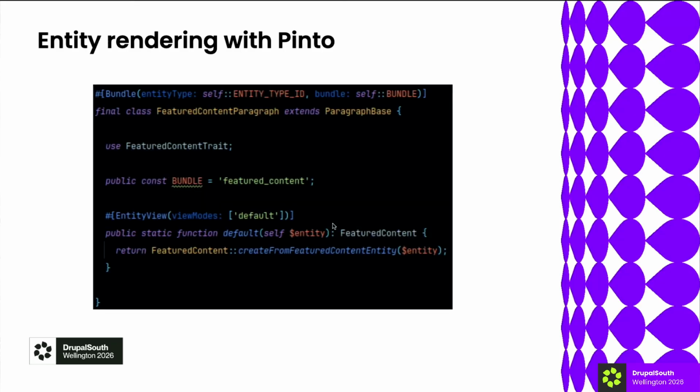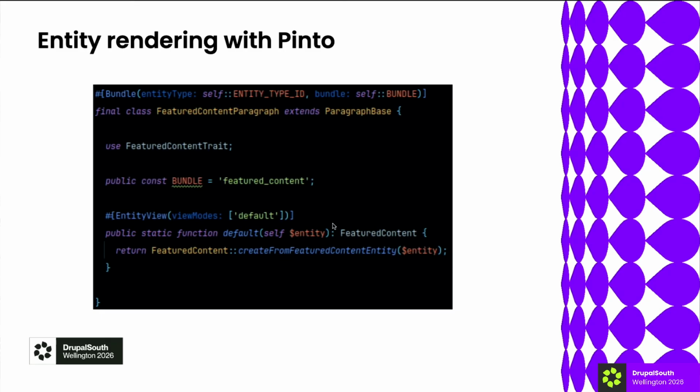All right, so with the Pinto entity module, this is an example of setting up a featured content paragraph bundle class. All you need to tell Pinto entity to render the bundle class with our Pinto component is a method with this entity view attribute. And now all your rendering of that entity in the default view mode is going to go through this method. And all we're doing is returning our featured content component. And yeah, it looks pretty small, and that's because it is.